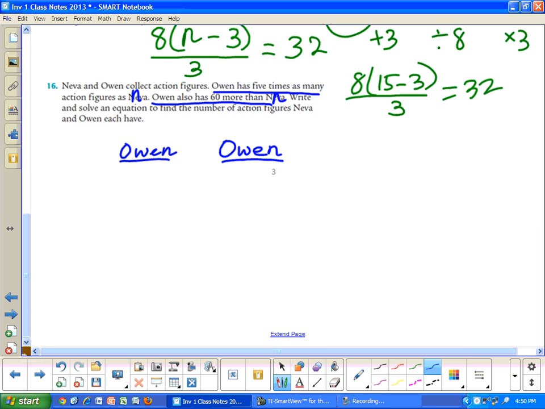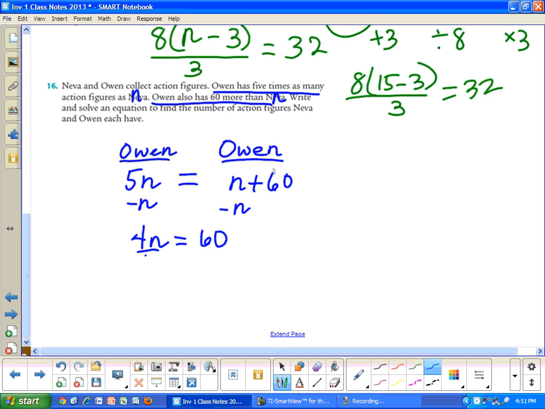And we can write that with just numbers and symbols. 5 times as many as Neva would just be 5 times n. And 60 more than Neva would be n plus 60. And we think those should be equal because the number Owen has should be equal to the number that Owen has. They should be the same. Now here's a situation where we end up with an equation with the variable on both sides. So we're going to have to do something to both sides to solve this one, and I think that would be subtracting n. 5n minus n is 4n, and that equals 60.